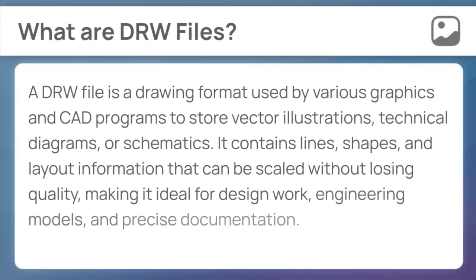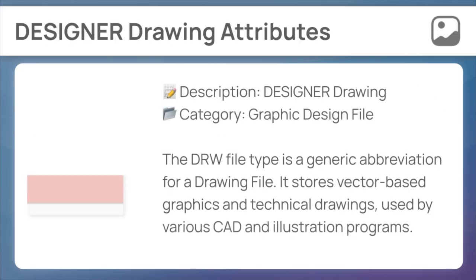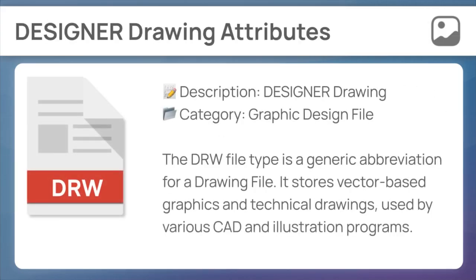The core identity of the DRW file is rooted in the graphic design file specification. The data stream is defined entirely by the designer drawing format. The DRW file type is a generic abbreviation for a drawing file. It stores vector-based graphics and technical drawings used by various CAD and illustration programs.